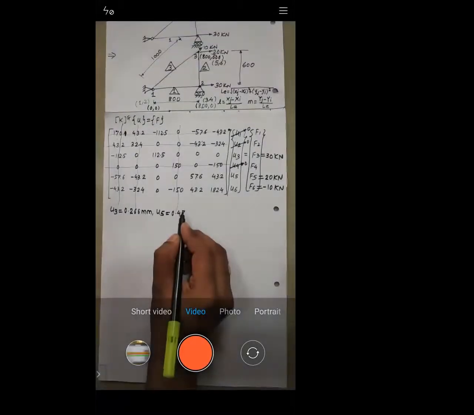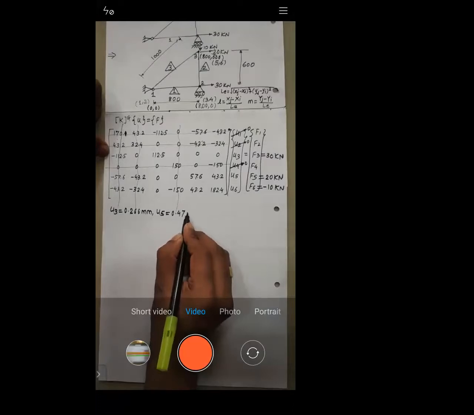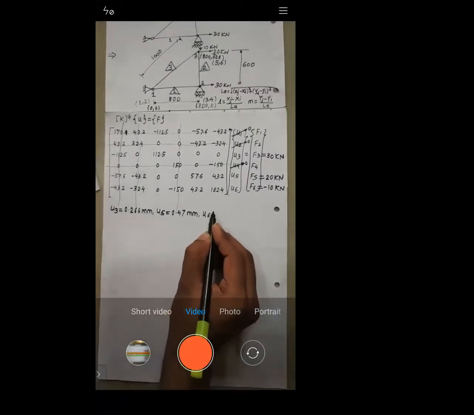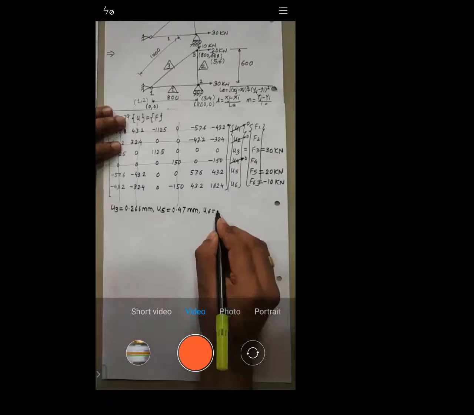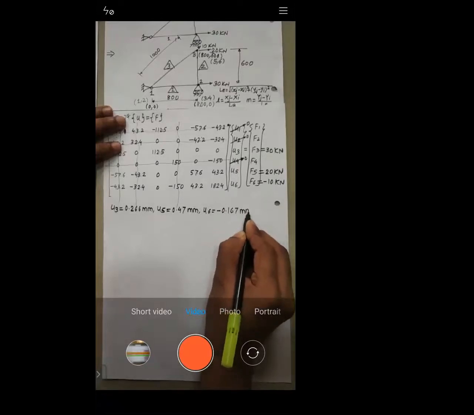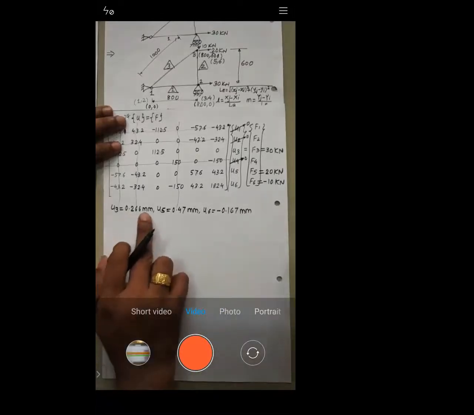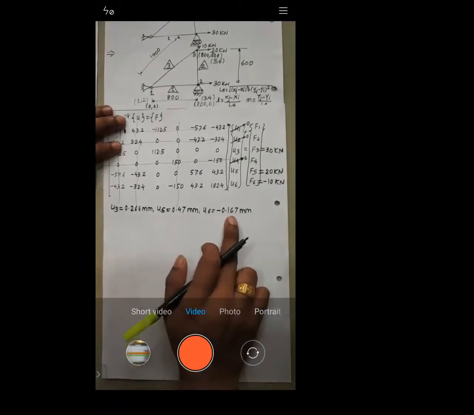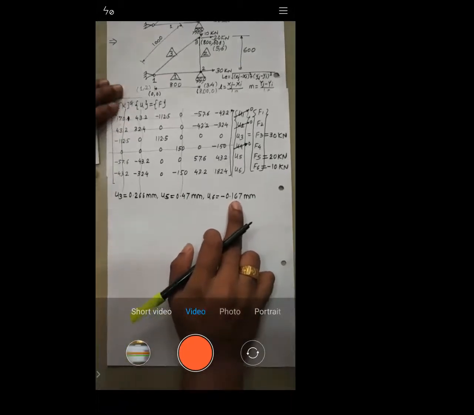U5? 0.47. Right? 0.47. And U6? Minus 0.167. All of you check this answer. 0.266, yes, 0.47, sir, and minus 0.167. Is it okay? Yes, sir.